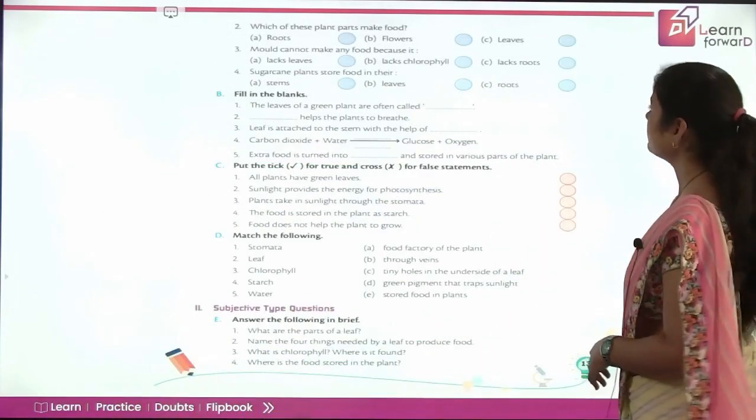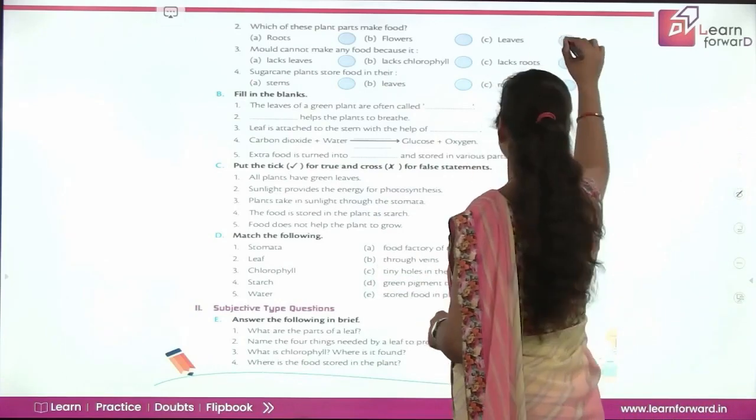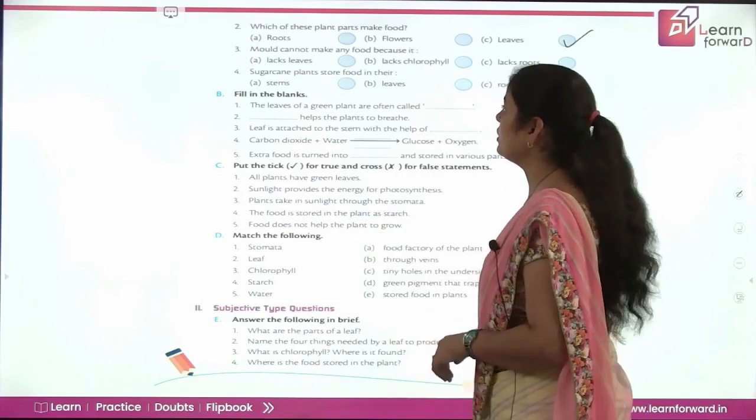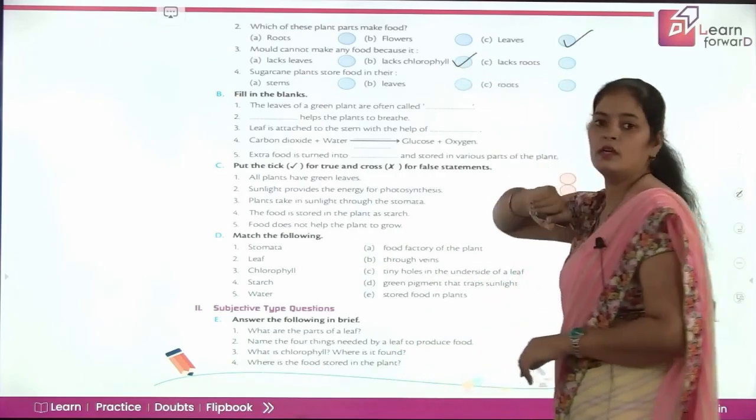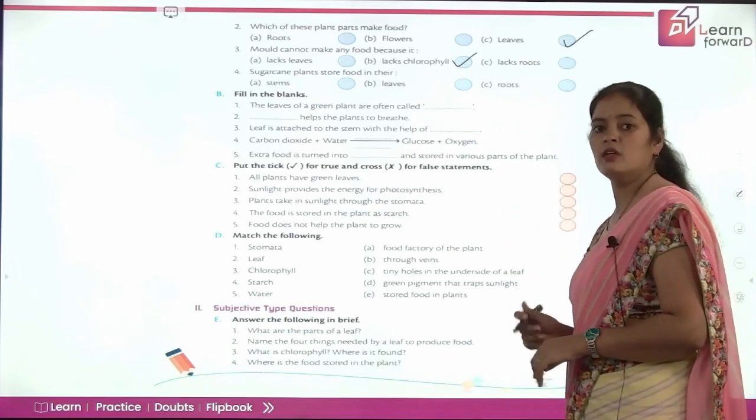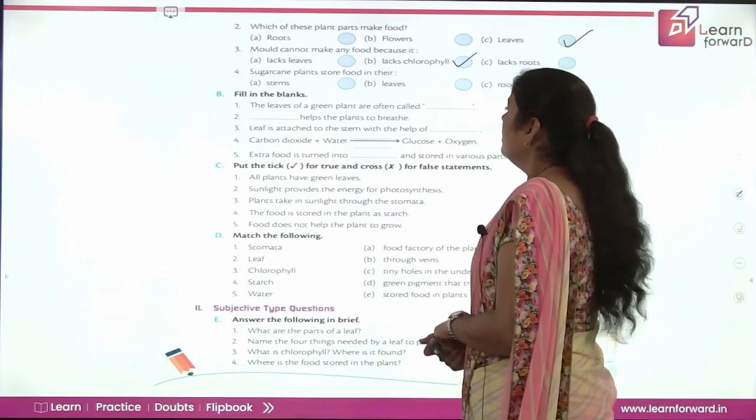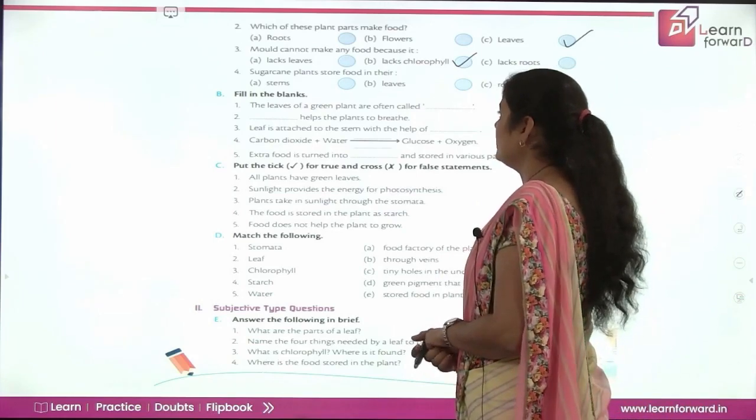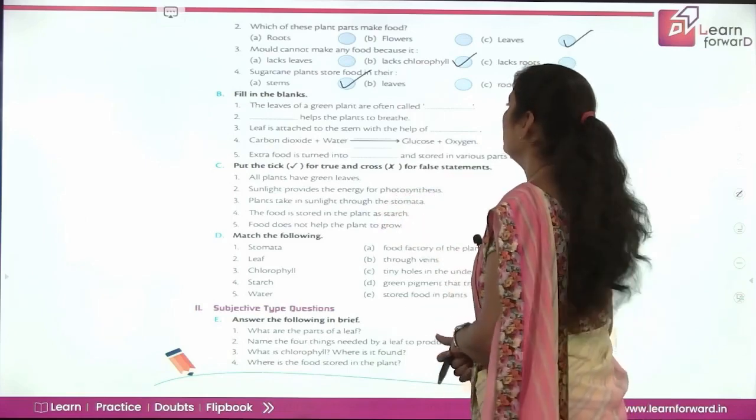Next. Which of these plant parts make food? So very easy, leaves. Mold cannot make any food because it lacks chlorophyll. Remember, molds and mushrooms, they are non-green. And if they are non-green, they do not have chlorophyll. Sugarcane plant stores food in its stems. What do you eat of sugarcane? Stems only. Okay.